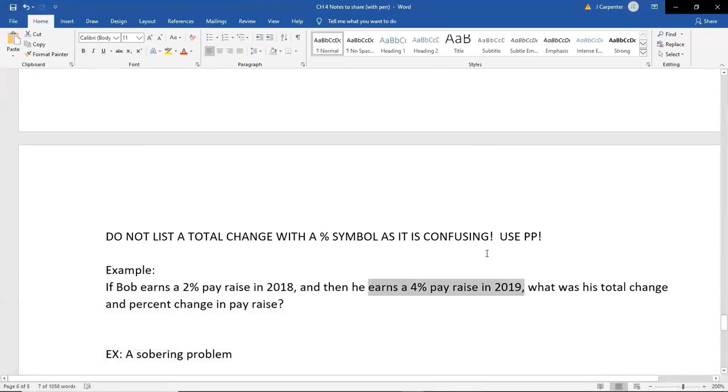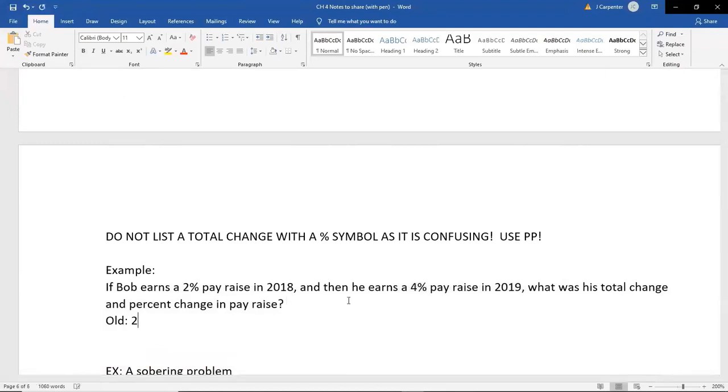Thinking that we're at 1 year in the past, 2 years ago, 1 year ago, you get the idea. What was his total change and percent change in pay raise? Because these data values, the things that we're comparing, are percentages, the total change must use PP instead of percent to avoid confusion. So the old is the 2%. New is the 4%. He got a 2% increase 2 years ago. He got a 4% increase 1 year ago. These are both increases. They're not base values.